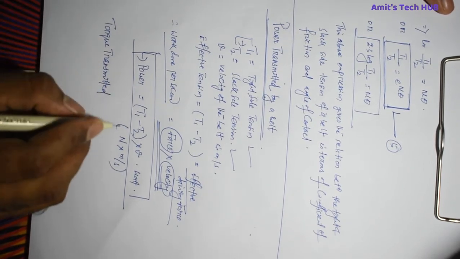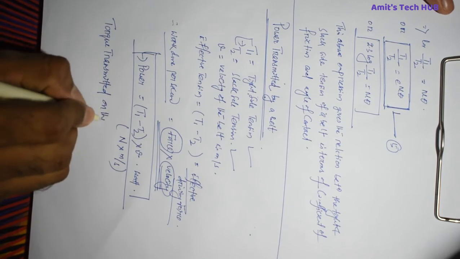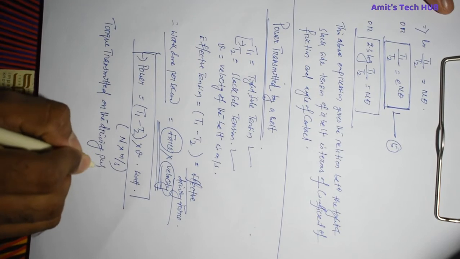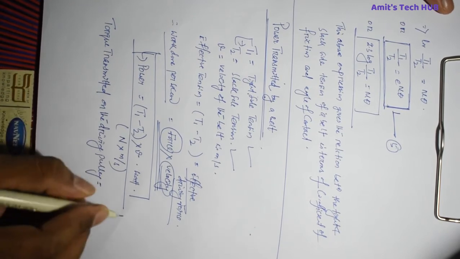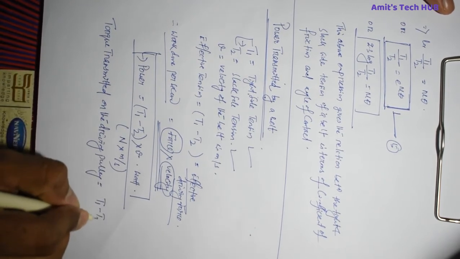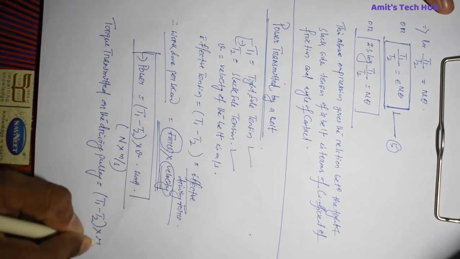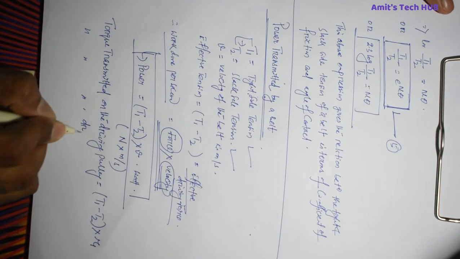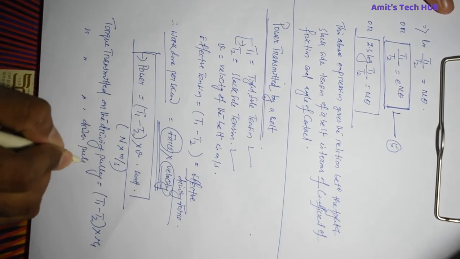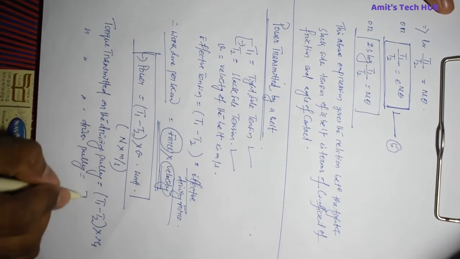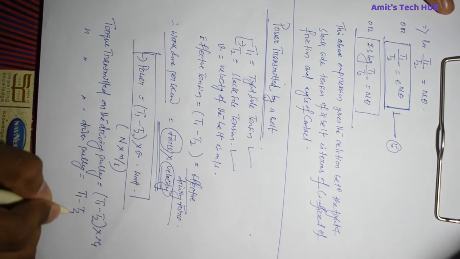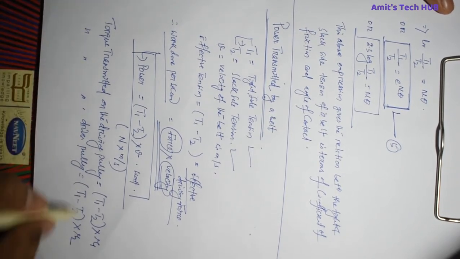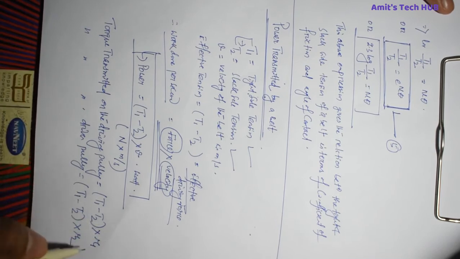Torque transmitted on the driving pulley is equal to (T1 minus T2) into R1, and torque transmitted on the driven pulley is (T1 minus T2) into R2. The torques are not the same because the pulley diameters are different.